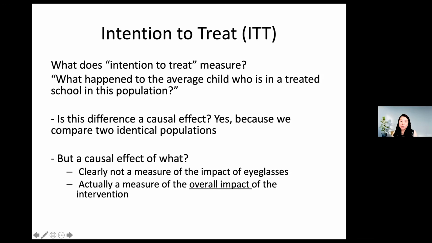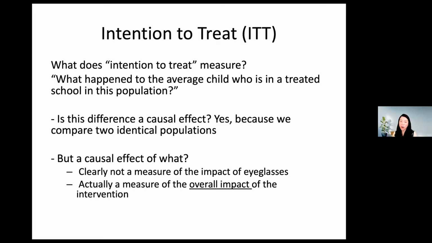So this introduces the concept called intention to treat, the ITT. So what does this mean? Intention to treat measures what happens to the average child who is in the treated school in this population. So we don't really care about students who are actually wearing glasses in the treatment group, and we don't even care about the students in the control group who got the eyeglasses on their own. We just compare the average of the treatment and the control group.